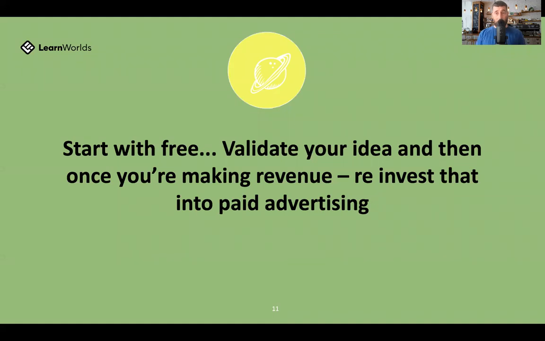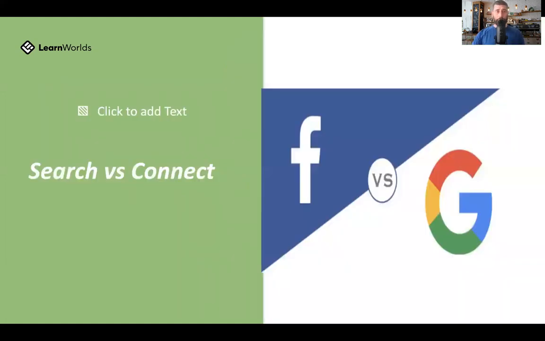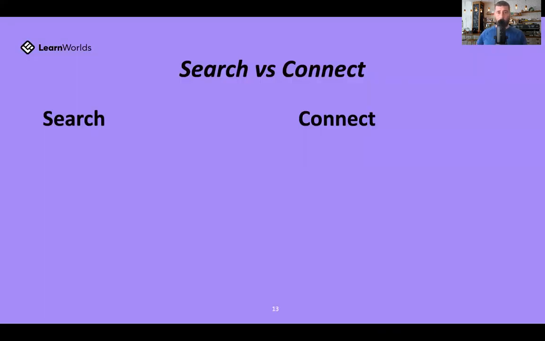Now, my suggestion, start with free or start with organic. Validate your idea. And then once you're making revenue, reinvest that into paid advertising, because paid advertising is a lot faster and it's less work. So in a way, you could say it's better. But if you don't know what you're doing and you haven't validated your idea, it can just be throwing money down the drain. So start with free, validate your idea. Once you know you're onto something, you know your audience, you know they're buying your stuff, then it's time to move on to paid. Now, there's 2 major ways we look at it: search and connect.